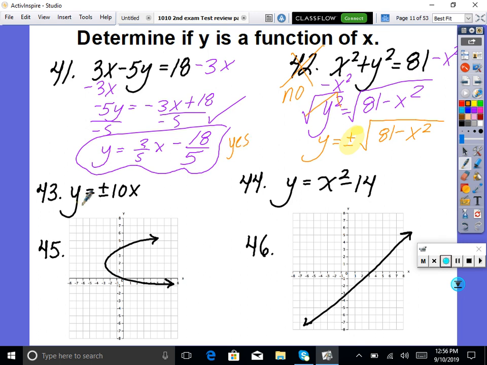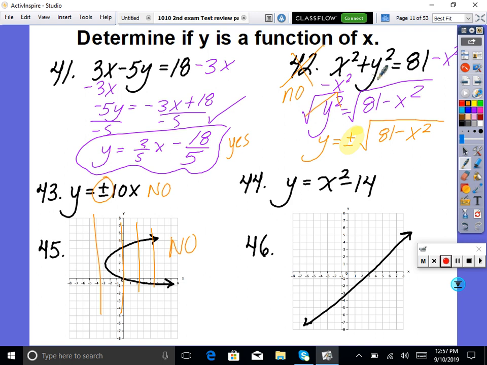So looking here, is y a function of x? No, plus and minus, right here. Does this pass the vertical line test? No. So that would not be a function. Right here, y equals x squared minus 14. We're not having to solve for y. Y is already solved for. We are not going to take a square root here because y is already by itself.